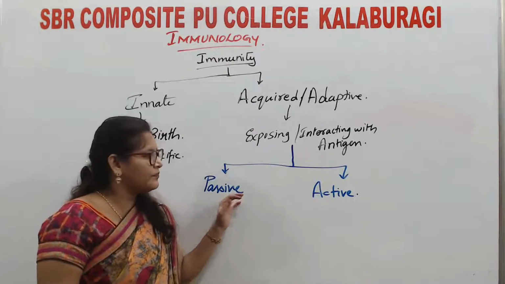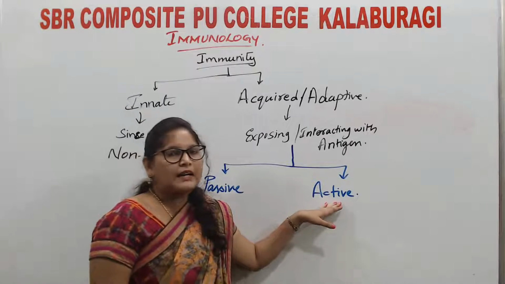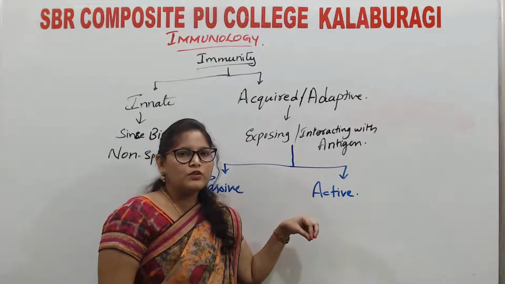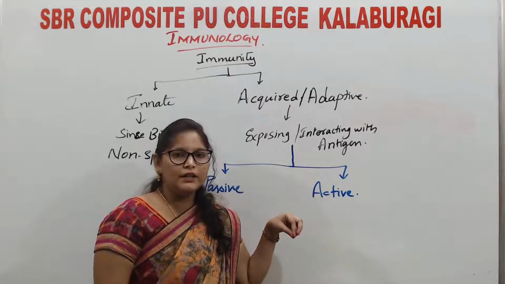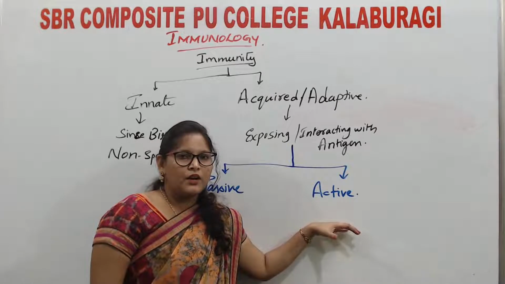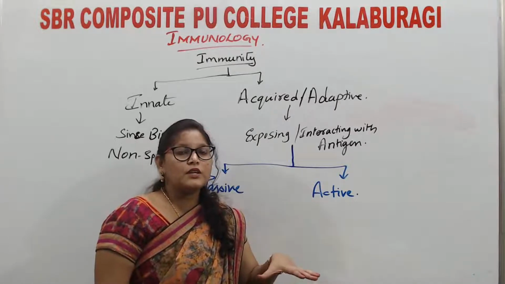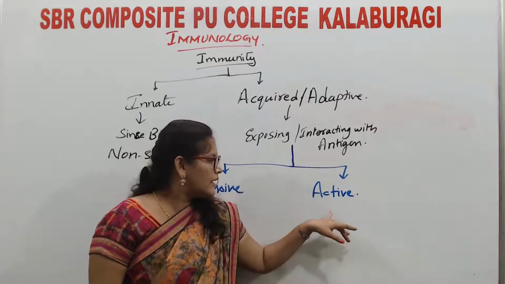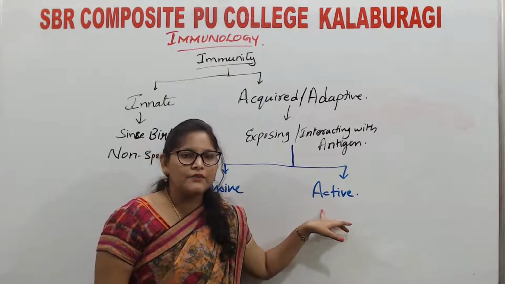Hope I am clear. See here, and whereas active immunity. Active immunity means our own immune system has involved in the production of antibodies and killing the antigens. When our own immune system is involved in fighting against the disease causing pathogen, then it is called as active immunity.